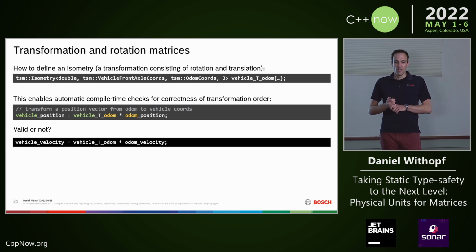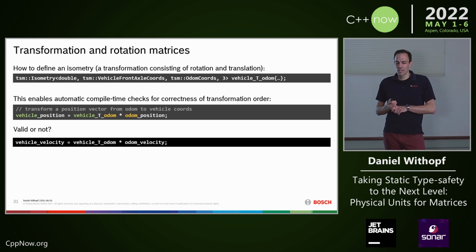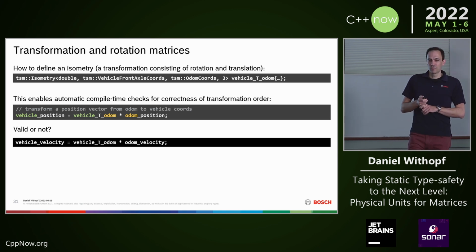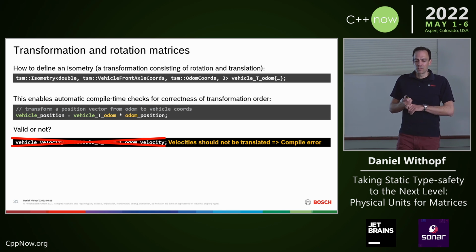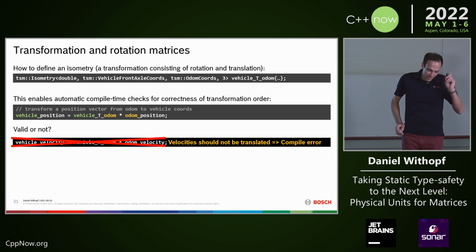Answer was yes. So I want to repeat that the transformation consists of a rotation and a translation. So should we translate, like enlarge or shrink the velocity vector if we move to a different frame? No, we shouldn't. So this means this is an invalid operation and is prevented by the library, because the velocity is only rotated when you go to a different frame, at least if the frames do not move with respect to each other. Oh, okay. That's why we need that moving information from the beginning.